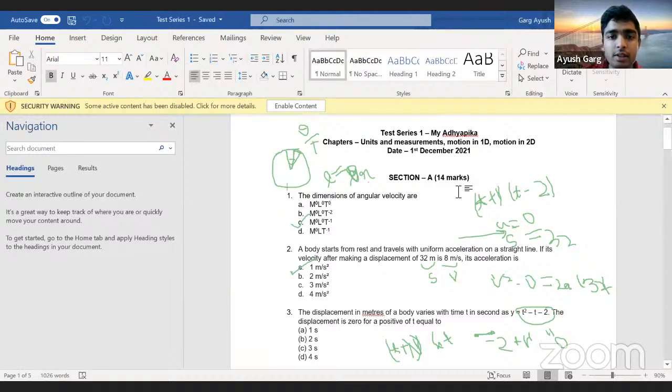This particular thing is equal to 0. So when is this going to be 0? Either t is equal to minus 1 or t is equal to 2. Now t is equal to minus 1 is not possible because time cannot be negative. Time starts with 0 and always moves in the forward direction. It's not possible. So the answer is going to be t is equal to 2. It's going to be B.